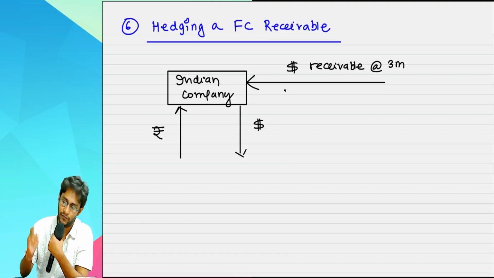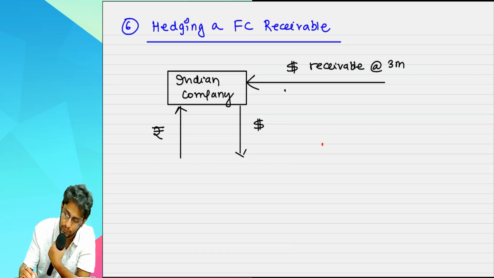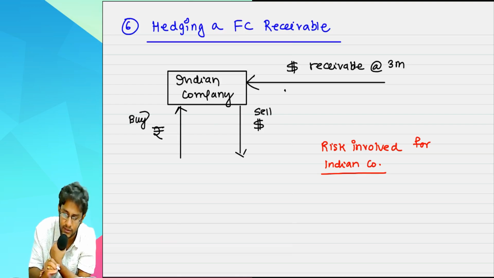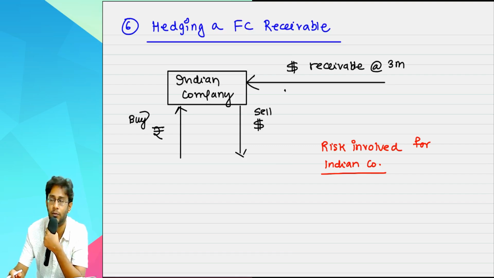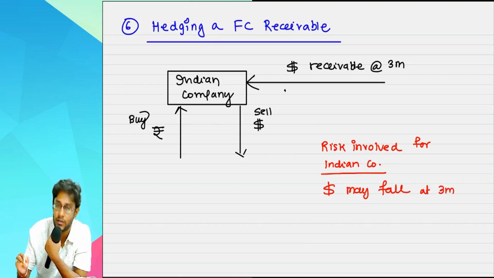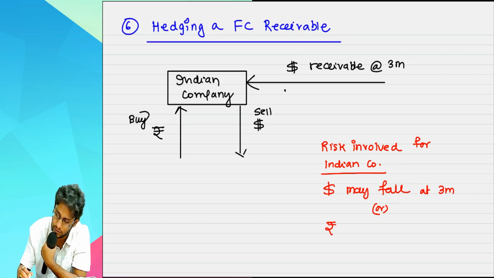So how to hedge this: first you have to understand what are the risks involved. You understand risk involved, game over, sir. Risk involved for Indian company. Tell me, sir, what am I going to do here? I am going to do two things. I am going to sell dollar and I am going to receive rupees, so I am going to buy rupees. Correct? At 3 months time I am going to sell dollars, I am going to buy rupees. Tell me, what is the risk? Dollar may fall, that's all. Risk involved is a dollar can fall at 3 months time. Same thing, I can also call it as rupee may rise.